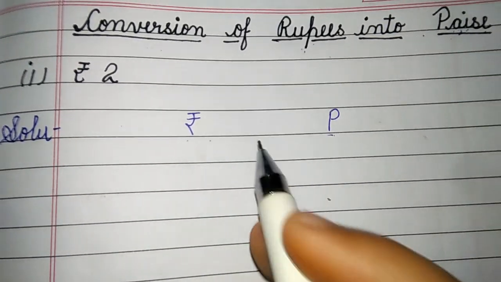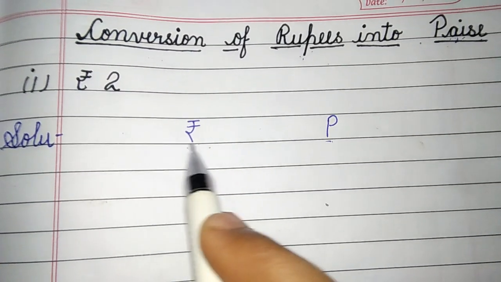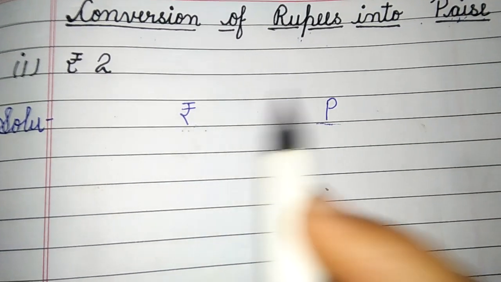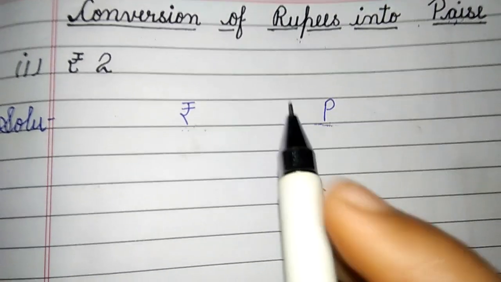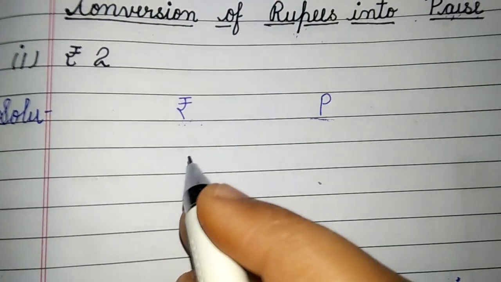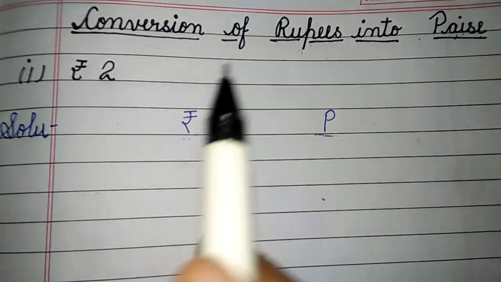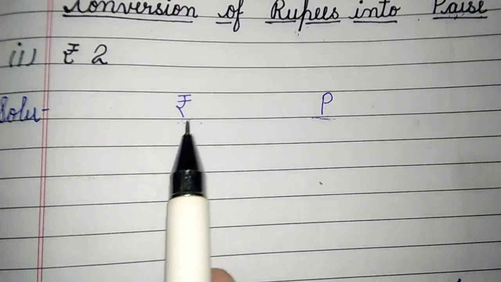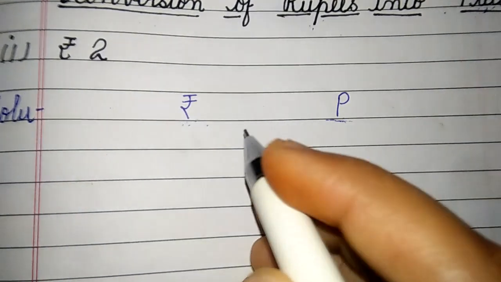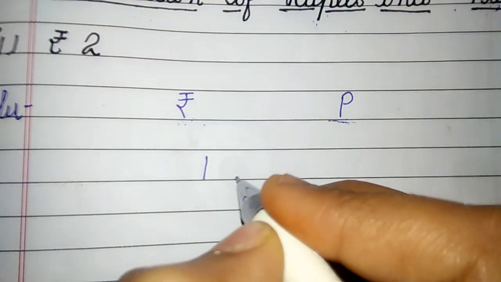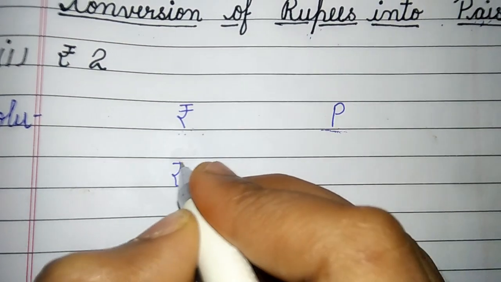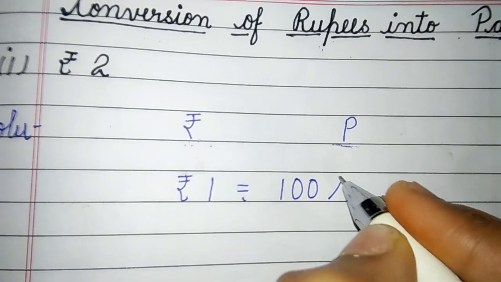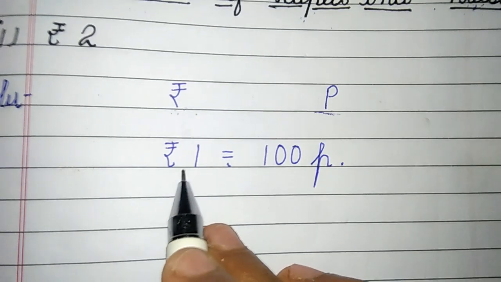As I already told you while explaining money, R means rupees and P means paise. Now children, first of all, we need to know how much money is there in 1 rupee. So, 1 rupee is equal to 100 paise. 1 rupee has 100 paise.